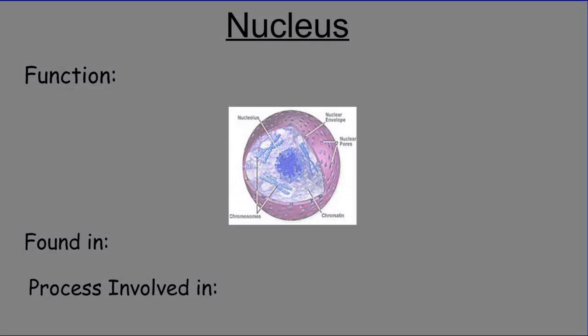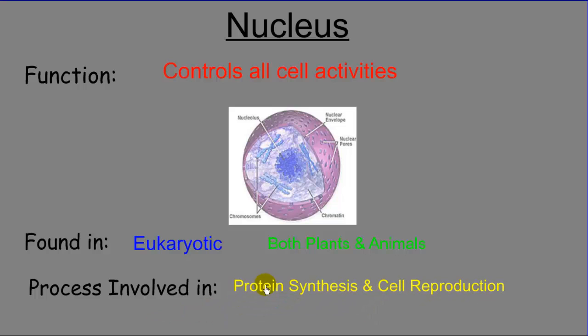So let's get kicked off with the nucleus. The nucleus is pictured here, at least most of it is. We have a little cutout so you can see the inside of the nucleus. The function of the nucleus is to control all the cell activities. Since it is the house where the DNA is and the instructions for all the cell activities are, that would make sense. It is found in eukaryotic cells. Obviously, it's the one piece that we look for that defines a eukaryotic cell, and in both plants and animals. It is involved in the process of protein synthesis as well as cell reproduction.